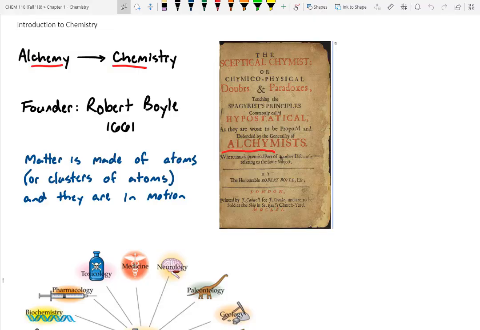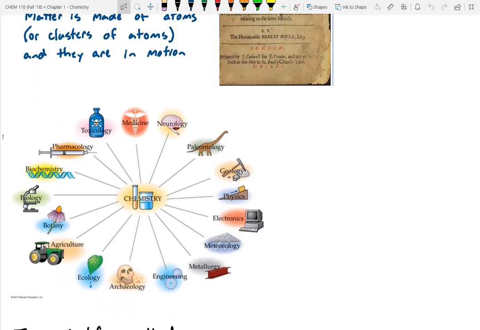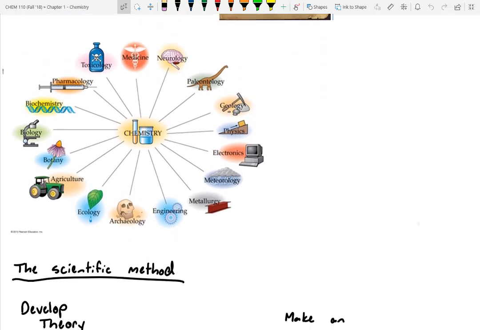All right, so yesterday we had our brief introduction to chemistry. We said that chemistry has kind of evolved through history. It started out as alchemy, people trying to make gold from other elements. Didn't work out very well, but we learned a lot through that process, and it developed into its own field. It wasn't until about 1661 where Robert Boyle started describing chemistry in its modern form. And he described it as matter being made up of atoms or clusters of atoms, and he described them as being in motion somehow. And I told you yesterday that chemistry is involved in a large number of fields.